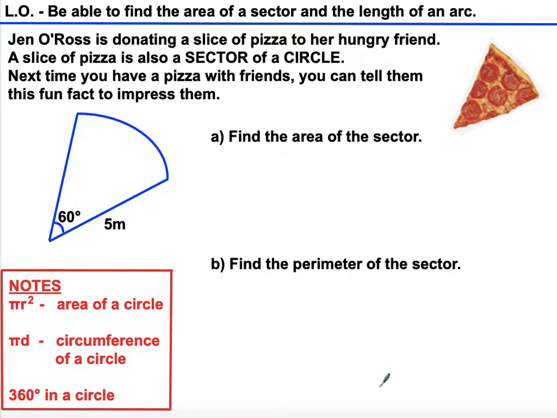Now in this question we've got to find the area of the sector and we've also got to find the perimeter of the sector. So we're going to set about finding the area first of all.